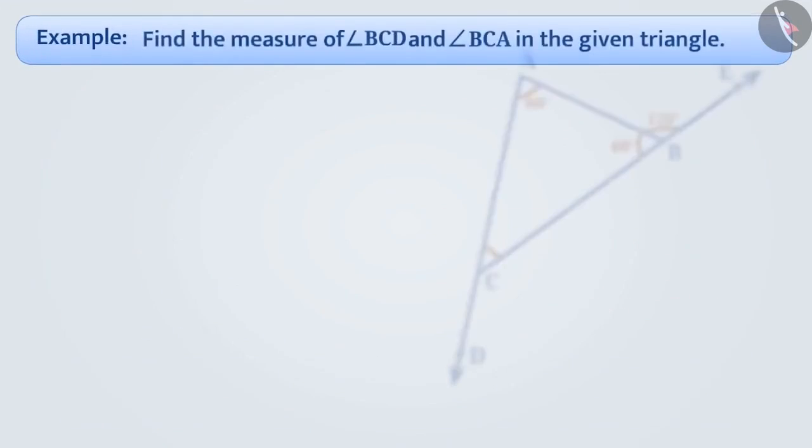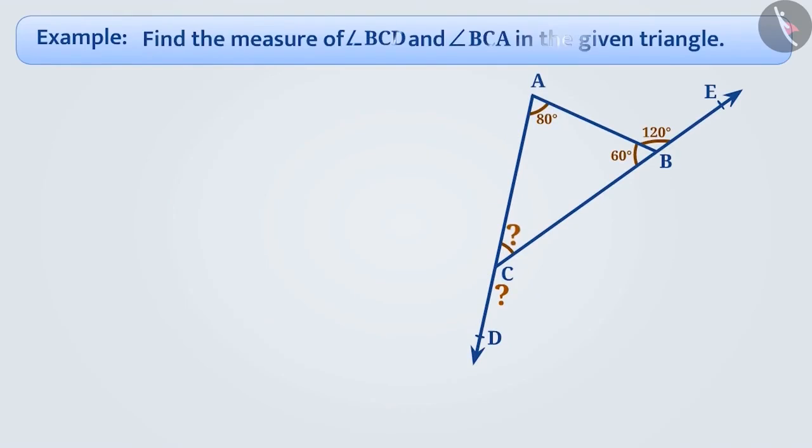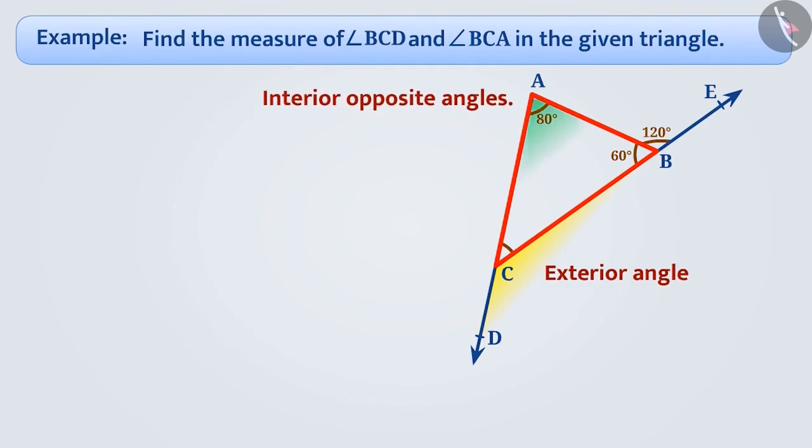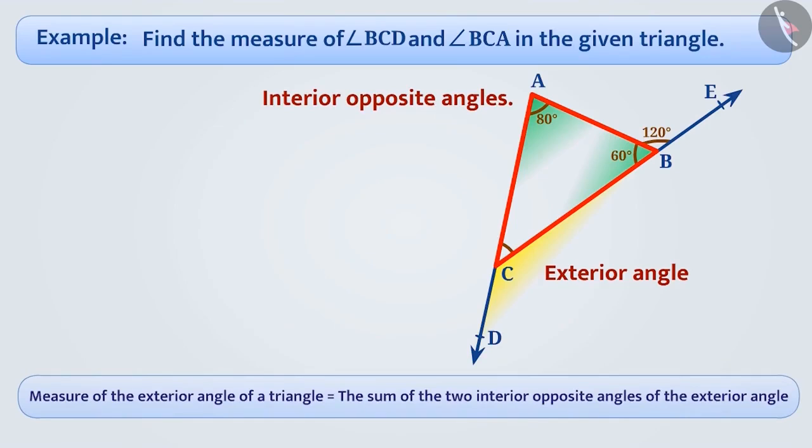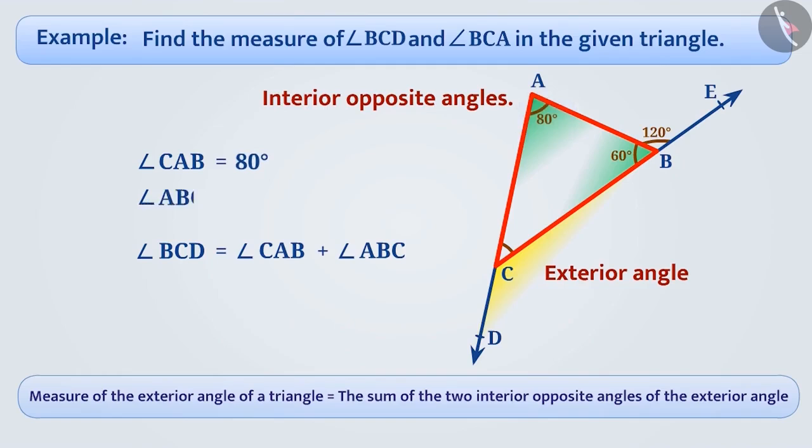Next example, find the measure of angle BCD and angle BCA in the given triangle. Here, angle BCD is the exterior angle of triangle ABC, and angle CAB and angle ABC are the two interior opposite angles of angle BCD. As you know, the measure of the exterior angle of a triangle is equal to the sum of its interior opposite angles. Therefore, we can write angle BCD is equal to angle CAB plus angle ABC. Since angle CAB is equal to 80 degrees and angle ABC is equal to 60 degrees, angle BCD is equal to 80 degrees plus 60 degrees, which is 140 degrees.